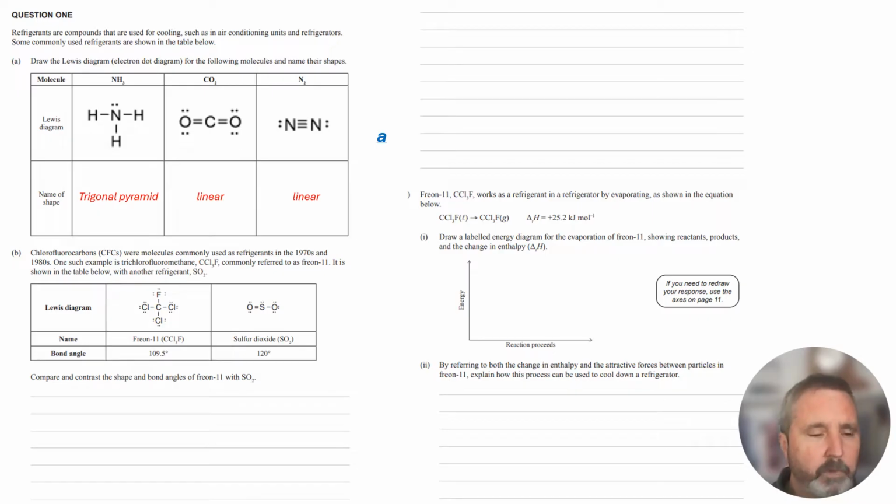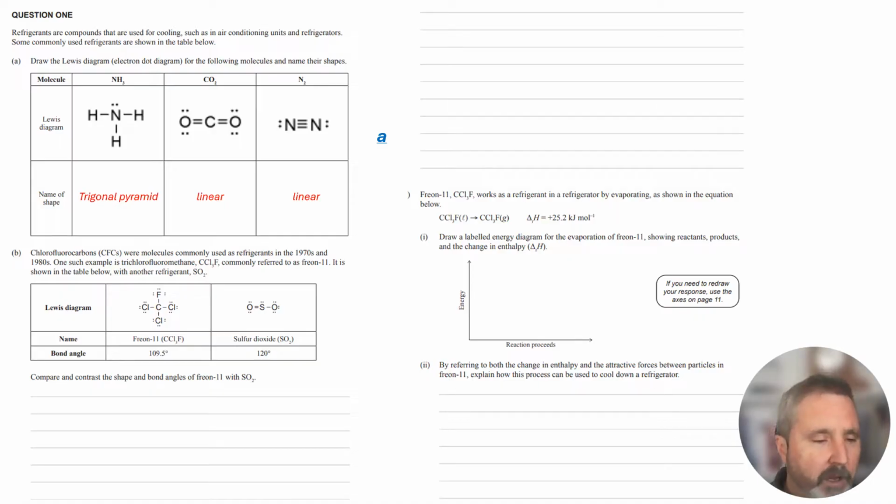Okay, so when we get to the next question, and they're talking about chlorofluorocarbons, CFCs here, they were used as refrigerants in the 70s and 80s, used for hairspray as well. One such example is trichlorofluoromethane. Okay, so that's a carbon with 3 chlorines and 1 fluorine around it, commonly referred to as Freon 11. It's in the table here, and then they've shown another refrigerant, which is sulfur dioxide, which is a chemical that often comes out of volcanoes when we have volcanic eruptions. Okay, so they've told us the name of these 2 molecules, and they've given us bond angles.